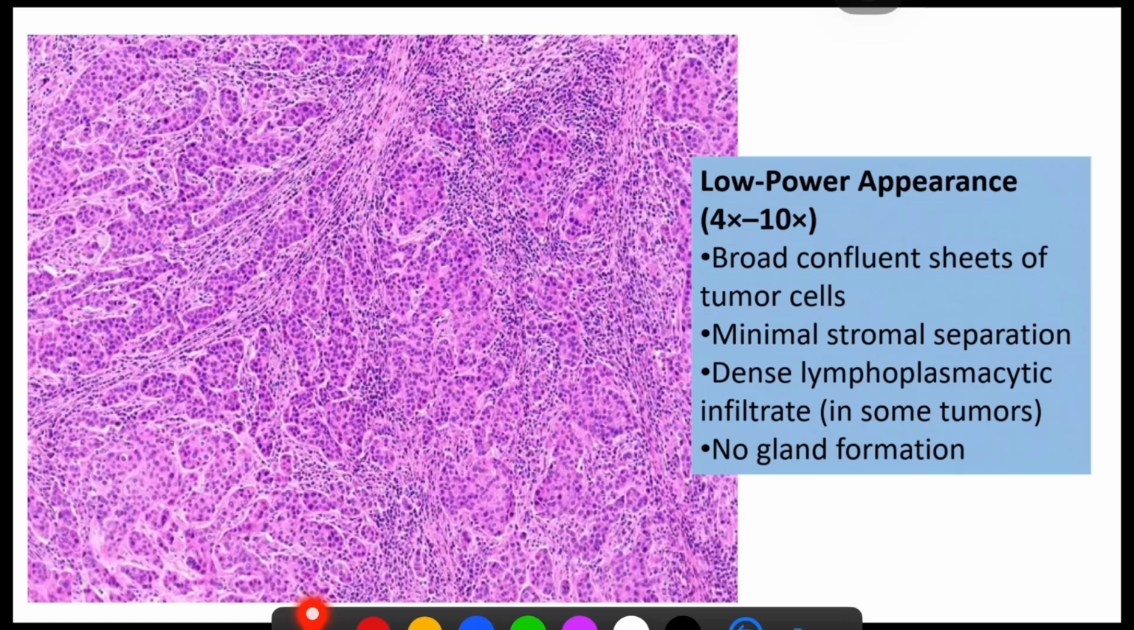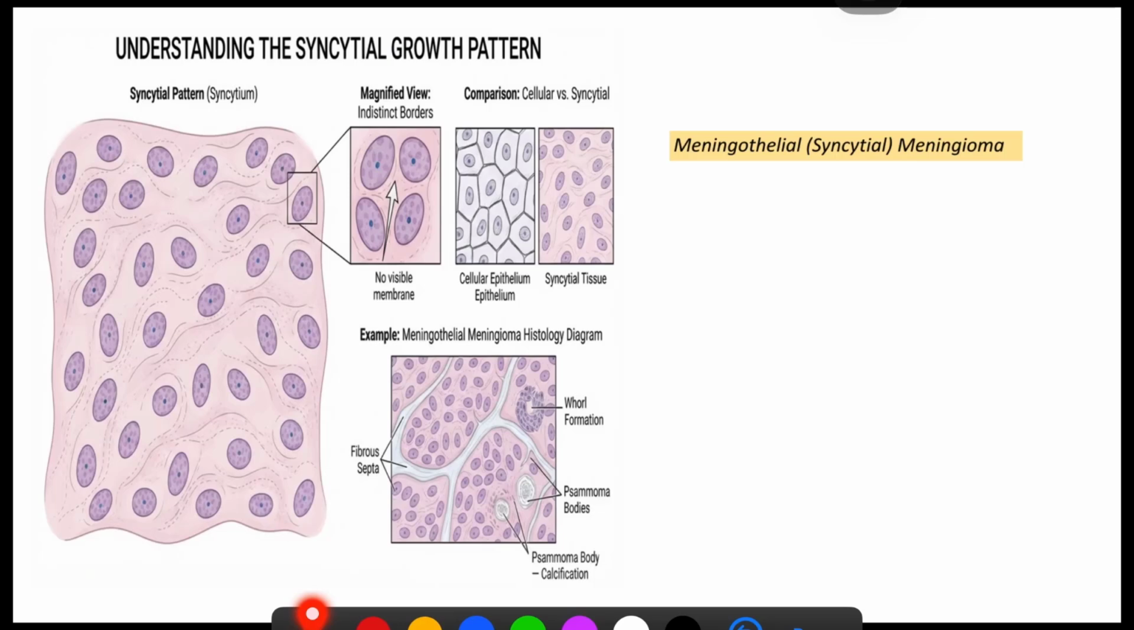Here, in low power view, these are sheets of cells with indistinct cytoplasm. Between the sheets there is stromal separation containing dense lymphoplasmacytic infiltration, and you cannot identify any well-formed gland or glandular lumina. So this is medullary carcinoma of the breast.